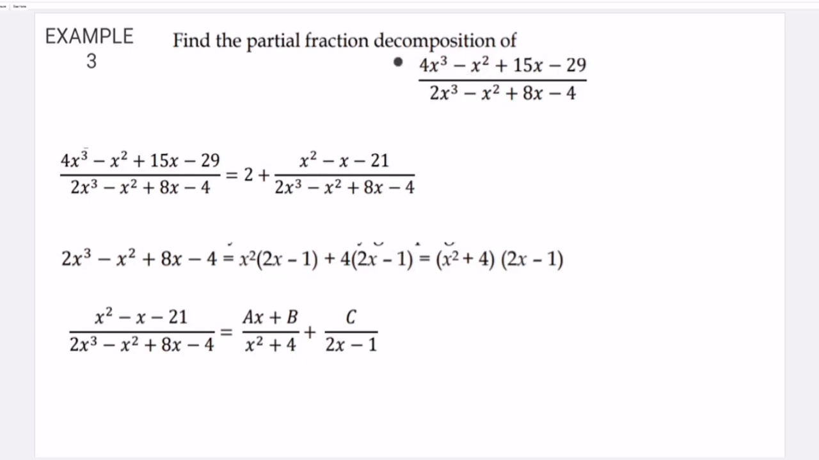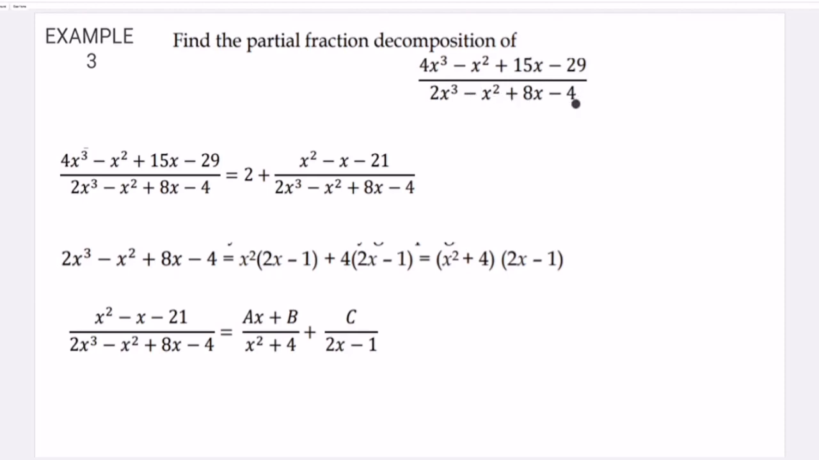Our third example is a partial fraction decomposition containing an irreducible quadratic factor. Find the partial fraction decomposition of 4x cubed minus x squared plus 15x minus 29 over 2x cubed minus x squared plus 8x minus 4.